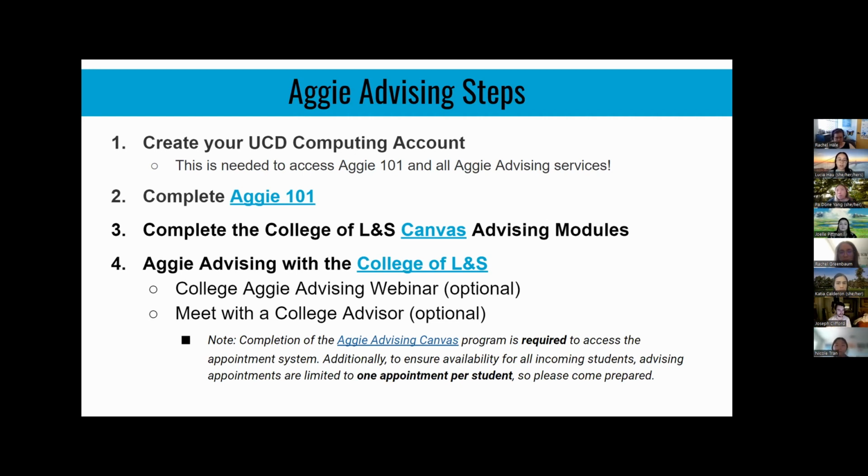And then lastly, Aggie Advising is offered through the College of Letters and Science. They're offering college Aggie Advising webinars, and you get the opportunity to meet with a college advisor. They're both optional. I did want to note that the completion of the Aggie Advising Canvas program is required to access the appointment system, and additionally, to ensure the availability of all incoming students, advising appointments are limited to 1 appointment per person, so it's important to be prepared for those meetings.